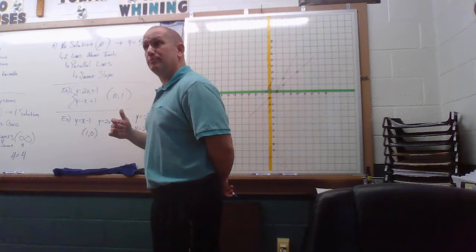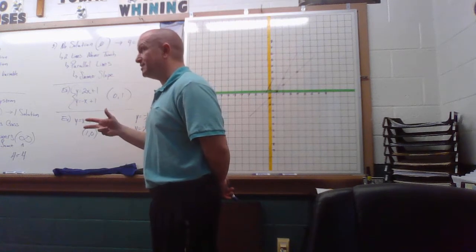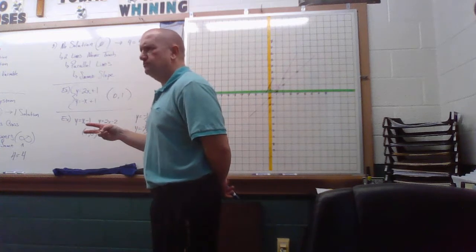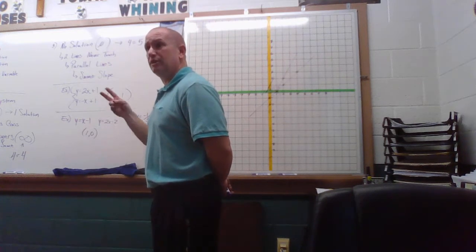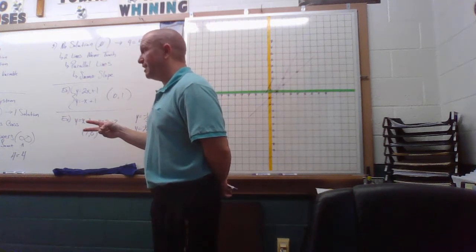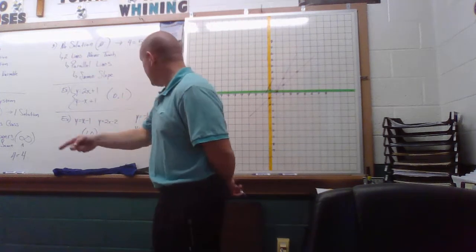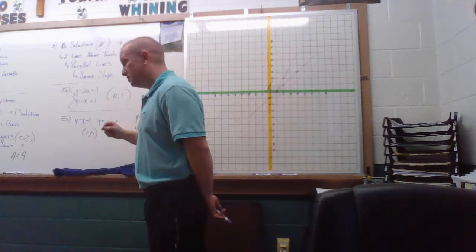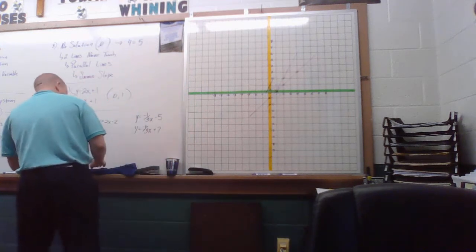So how do I know they're either parallel or the same line? The y-intercept is different. How do I know that they're either parallel or the same line? The slope is the same. Because I have the same slope, I know I have a special situation. Okay? Understand what I'm saying?